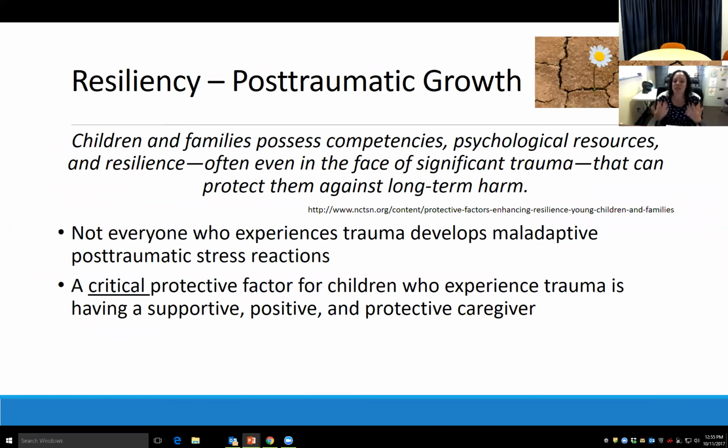And that's thinking about resiliency and post-traumatic growth. So children and families possess competencies, psychological resources, and resilience, often even in the face of a significant trauma, that can protect them against long-term harm. So there's innate things and some things that have been already fostered within a family or a child that can actually serve as protective factors for how this family is going to cope with trauma. And as I said before, not everyone who experiences trauma develops maladaptive post-traumatic stress reactions. For those of us who work in the behavioral health sector, we tend to primarily only see those who are having these maladaptive responses.